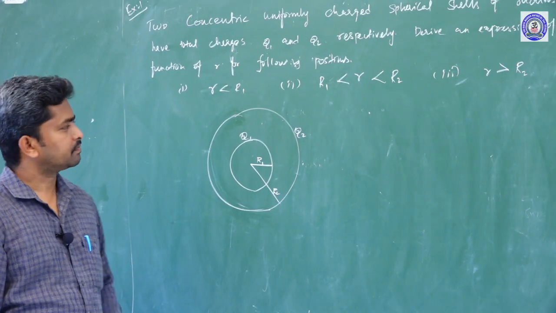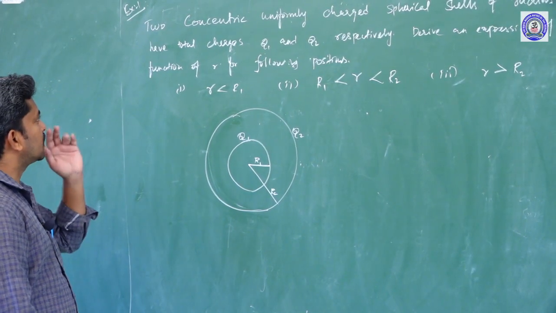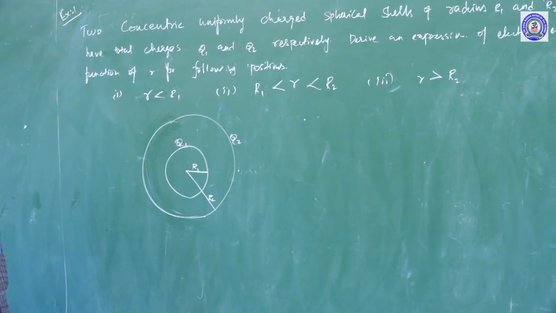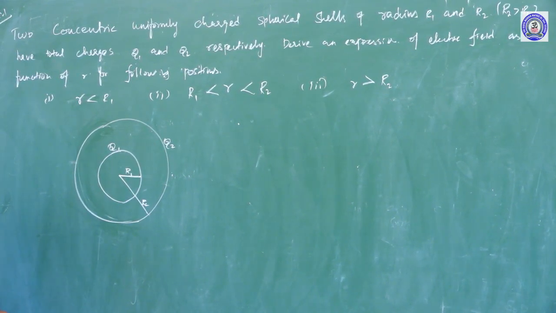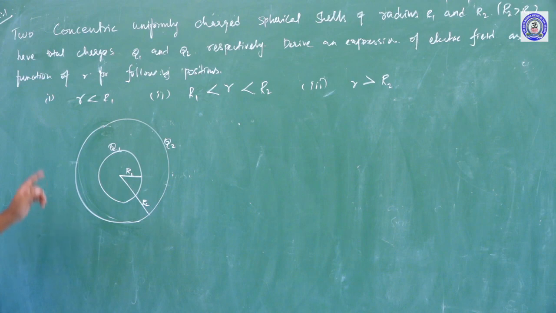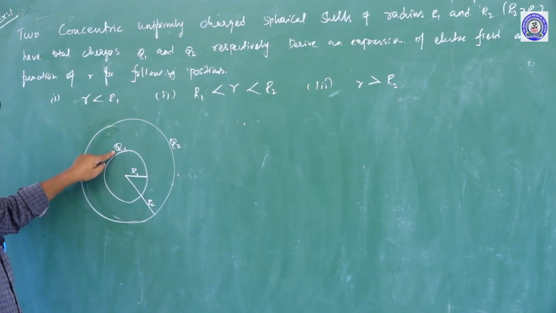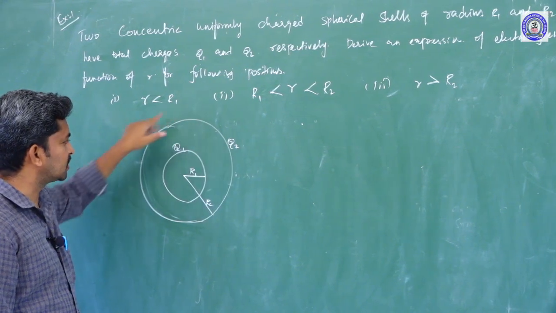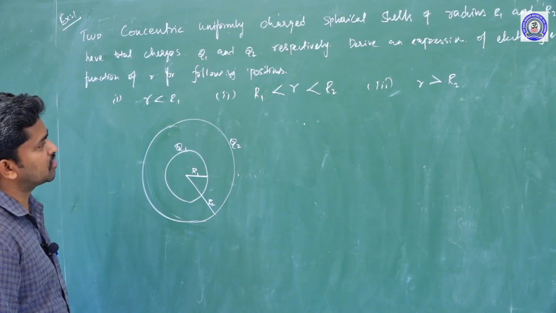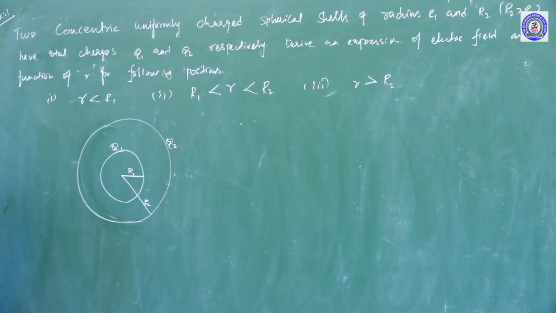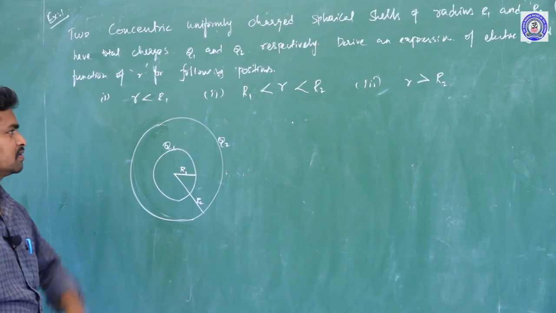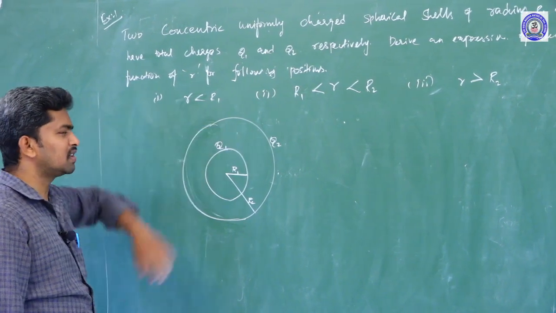Here is example 1. Two concentric uniformly charged spherical shells of radius r1 and radius r2, greater than r1, have total charges q1 and q2 respectively, which means the sphere of radius r1 has charge q1 and the sphere of radius r2 has charge q2. Derive an expression for the electric field as a function of r for the following three positions. The first one is r less than r1.